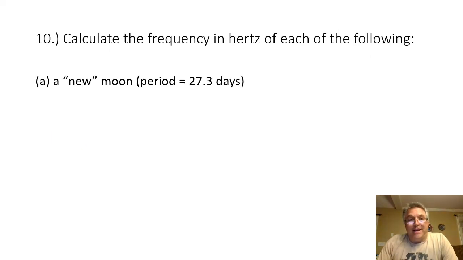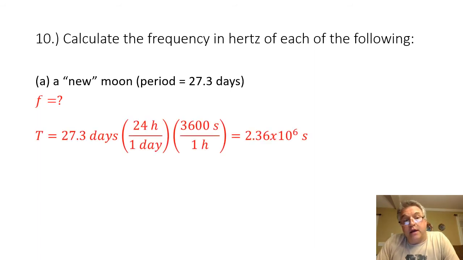Problem number 10 asks us to calculate the frequency in hertz of each of the following. And the first thing they want us to find the frequency of is a new moon, throwing a little astronomy at you guys here. And the period of the moon, it tells us, is 27.3 days. So again, we're looking for the frequency. Well, I know the period is 27.3 days, but I need to know what that is in seconds. So I have to convert from days to seconds.